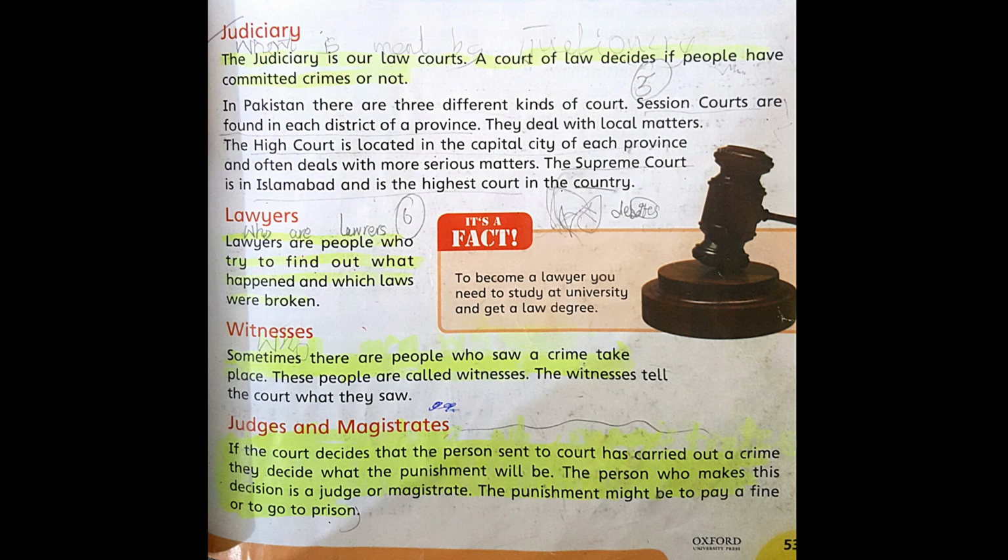The High Court is located in the capital city of each province and often deals with more serious matters. Then comes the Supreme Court. The Supreme Court is in Islamabad and is the highest court in the country. So there are 3 kinds of court. One is session, number 2 is High Court and number 3 is Supreme Court.